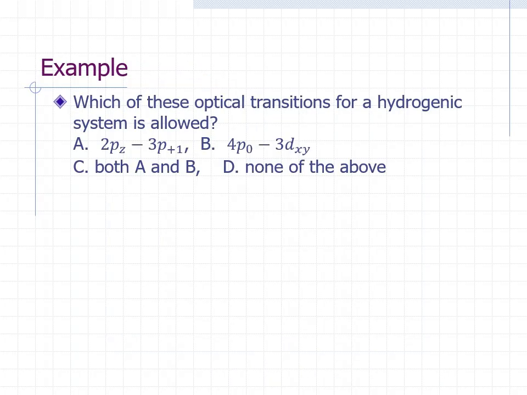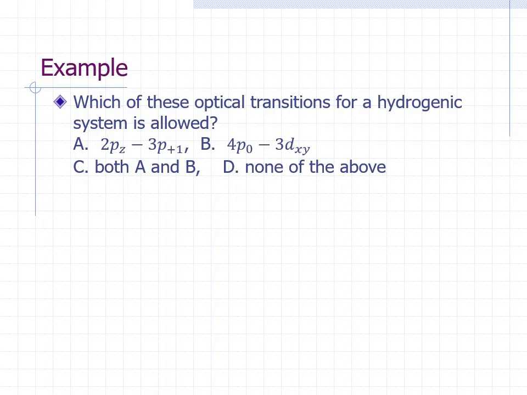Here's an example illustrating the selection rules for optical transitions in hydrogenic systems. Which of these two transitions is allowed? A. 2pz to 3p plus 1. Or B. 4p0 to 3dxy.